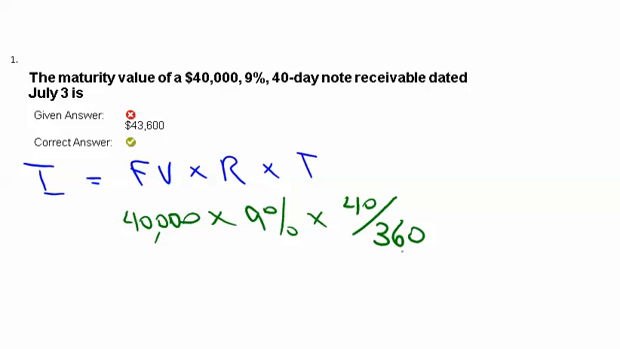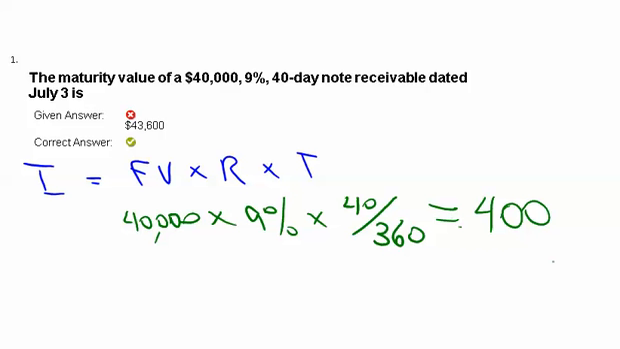If I take the 40,000 times 9%, 0.09, times 40 divided by 360, that gives me $400 worth of interest. So my interest is worth $400.